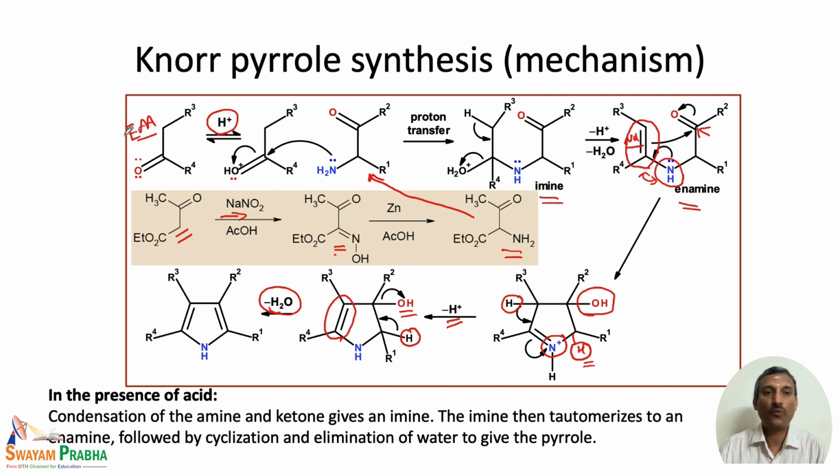We start from a dicarbonyl compound, that is ethyl acetoacetate, and the second unit is formed in situ. The amino ketone is formed in situ.